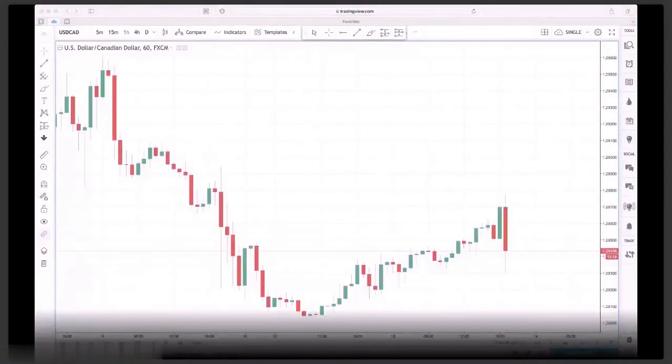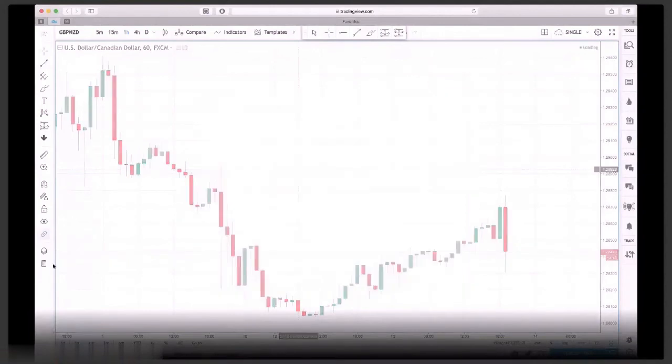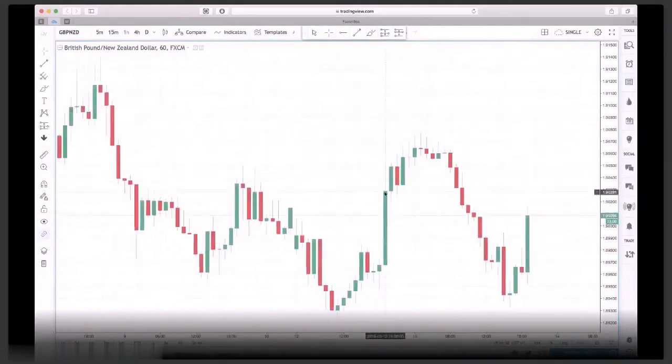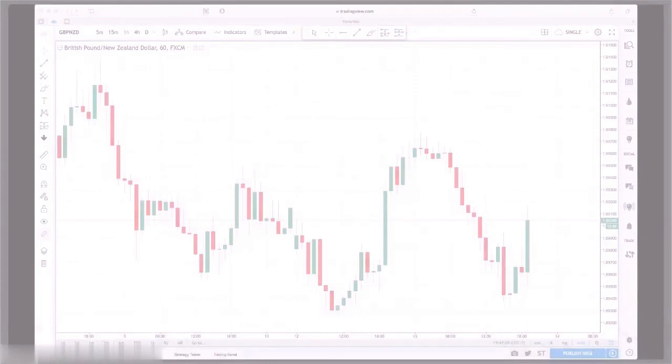Okay. All right. So let's take a look at say pound New Zealand. Let's give it a second. It's just loading on my end. Okay. Here we go. Oh, this is a fun one. Now look at this. Let me put this drawing on there. Look at this one. It's a very interesting one.